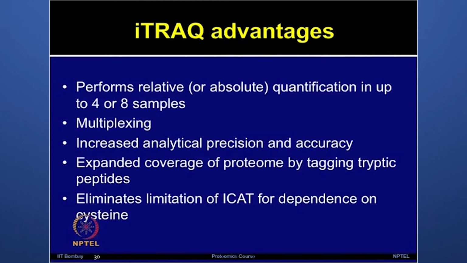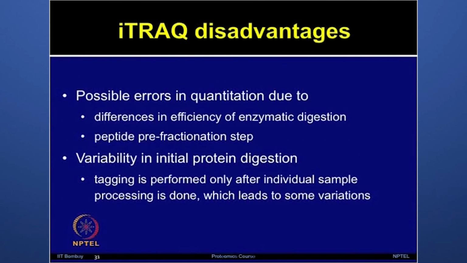It eliminates the limitation of the previously discussed method, ICAT, for dependence on cysteine residues, but this method has several disadvantages as well. First of all, there is a possibility of errors in the quantification due to the difference in the efficiency of enzymatic digestion, because we are performing that step separately for 4 samples. If you remember, we talked about samples A, B, C and D. Each one of those we treated separately, and if during the tryptic digestion the efficiency was not exact, maybe that could lead to some difference.